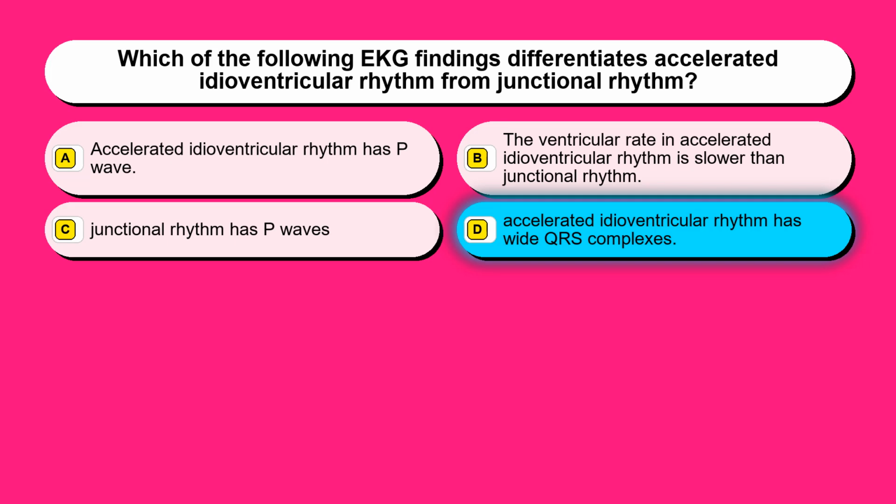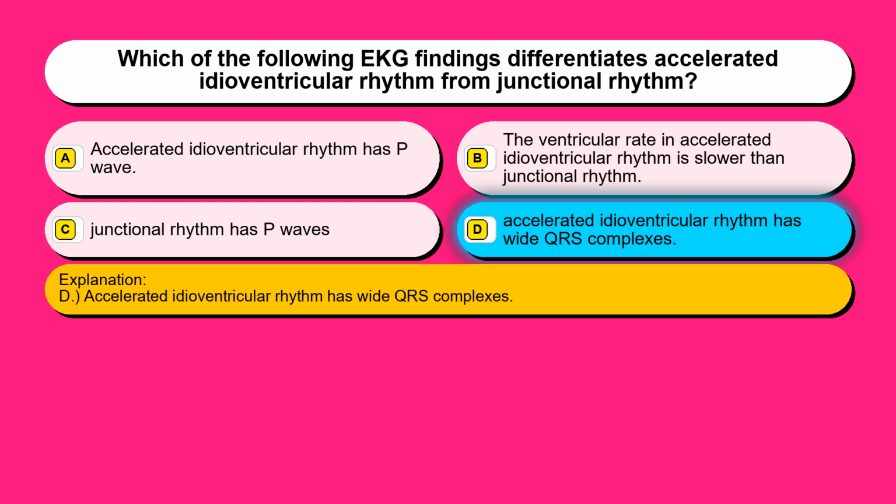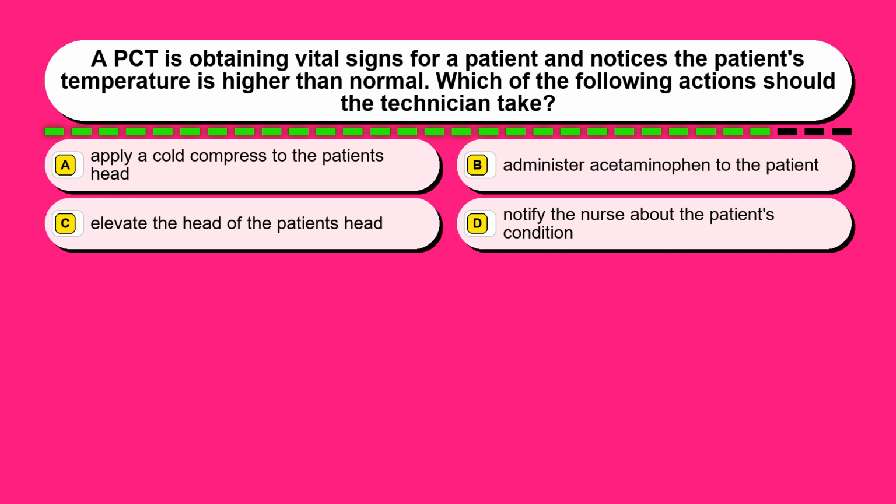The correct answer is option D, accelerated idioventricular rhythm has wide QRS complexes. Question 67. A PCT is obtaining vital signs for a patient and notices the patient's temperature is higher than normal. Which of the following actions should the technician take?